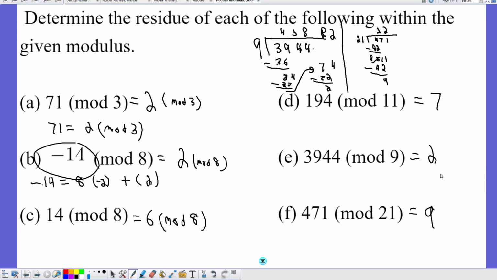So those are just some examples of basic modular arithmetic problems where we have to find the residue.